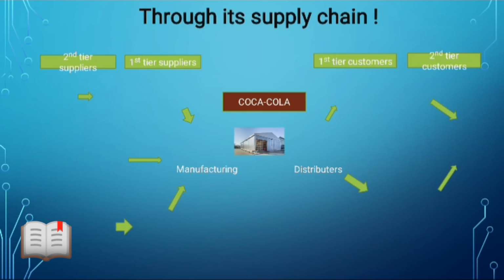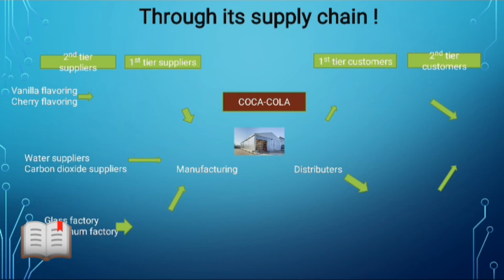Now, an example of a supply chain. Here is the Coca-Cola company with suppliers, second-tier suppliers and first-tier suppliers, and two customers, first-tier and second-tier. Second-tier suppliers include vanilla flavoring, cherry flavoring, water suppliers, carbon dioxide suppliers, glass factory, and aluminum factory. So we can see the raw material suppliers are the second-tier suppliers.